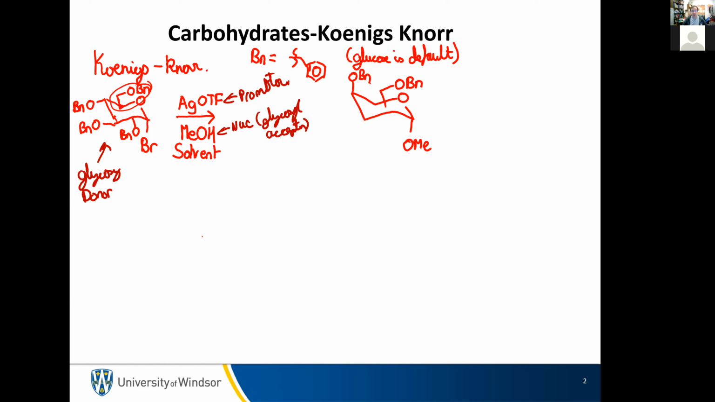It's not glucose. Remember, in glucose, everything is equatorial. In all the other sugars, something isn't equatorial, which is why they're not glucose. But it is glucose in this case. So we get this as the major, and this is the minor. And again, we get the alpha and the beta, and the major product is driven by the Anchimeric effect.